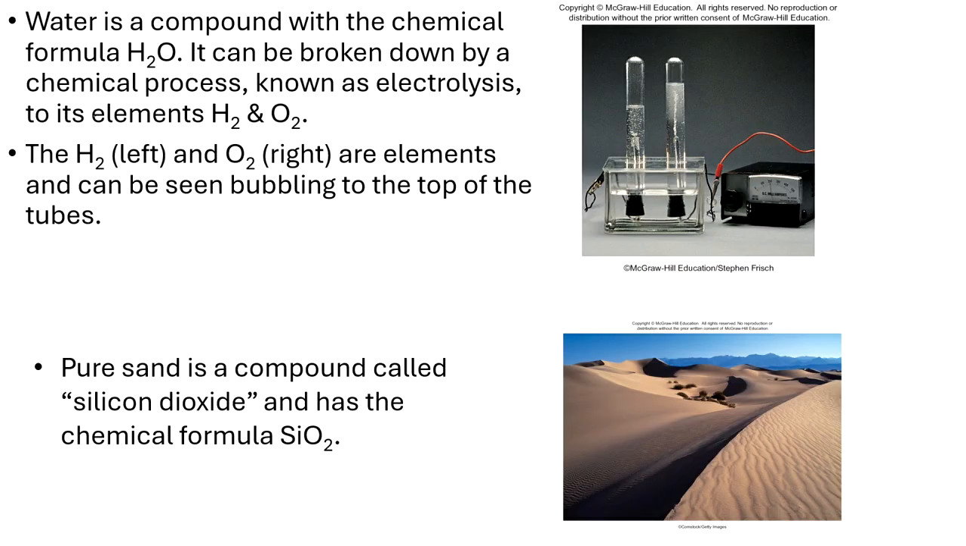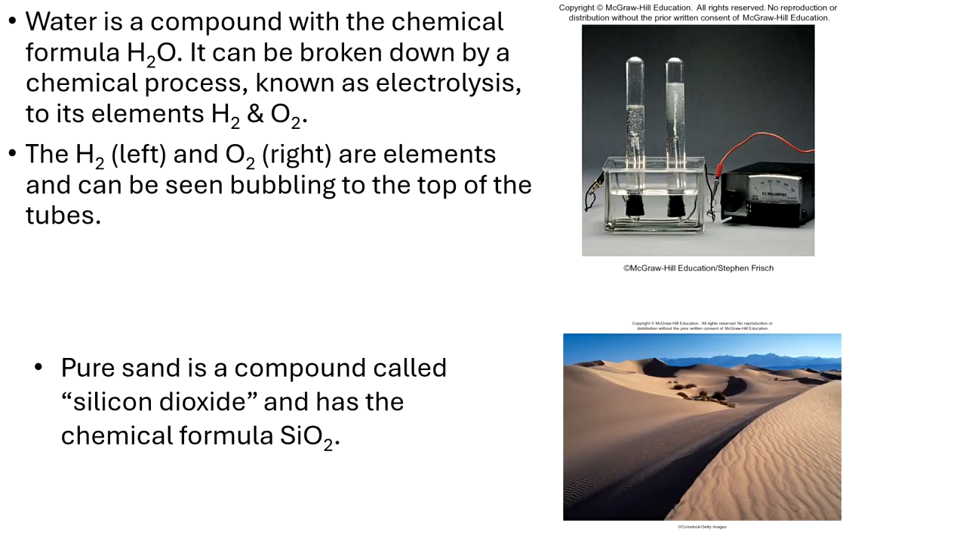Now, next up, we can think of a couple more chemical compounds, and the first one is water. Water is a compound with a chemical formula H2O. Now we can break it down by running electric current through it. And if we do that, then we see that hydrogen and oxygen are produced. And that's what's bubbling up in the upper right-hand corner. You can see the bubbles in the test tubes. Those represent hydrogen and oxygen. The test tube on the right is oxygen. The test tube on the left is hydrogen. And you notice that the volume on the left side is about twice as big as the right side. That's because we have 2 hydrogens for each oxygen.